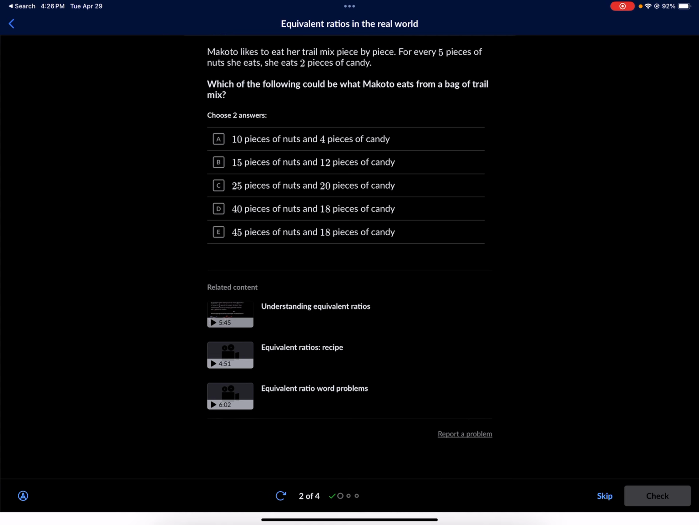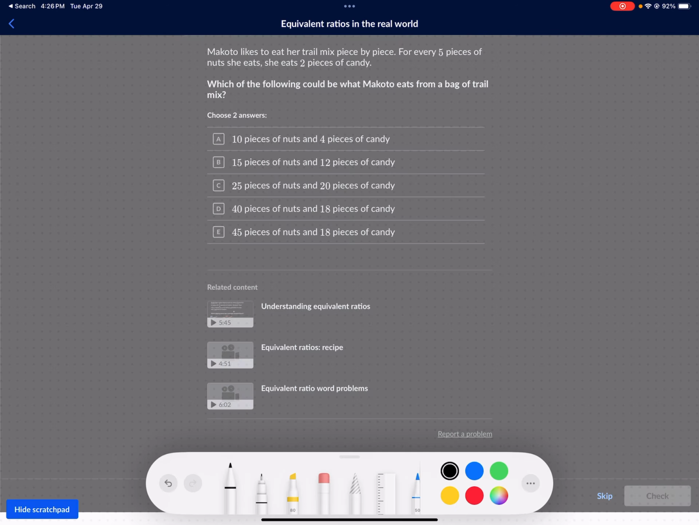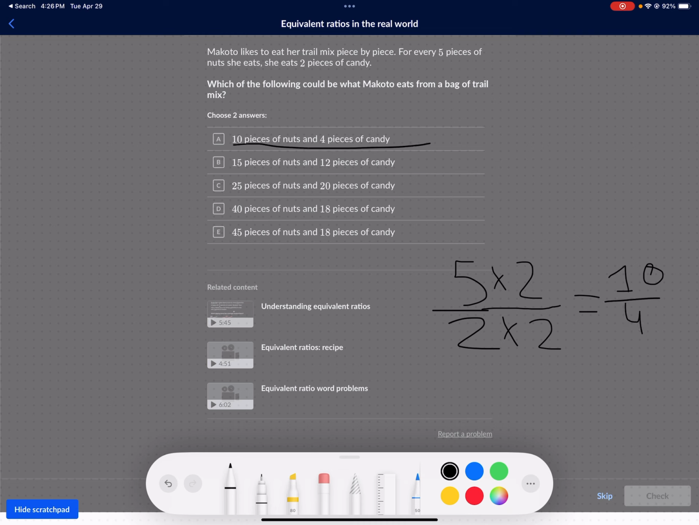Makoto likes to eat her trail mix piece by piece. For every 5 pieces of nuts she eats 2 pieces of candy. Which of the following could be what Makoto eats from a bag of trail mix? So we have 5 pieces of nuts and 2 pieces of candy. So let's just try what we used from the last problem. 5 times 2 and 2 times 2. What will this be? 10 and 4. And hey, what do you know? This is in my first choice. It's in choice A. So, A is right.